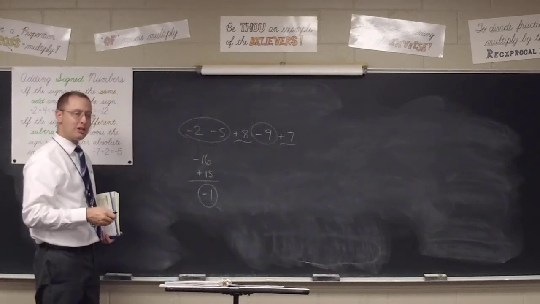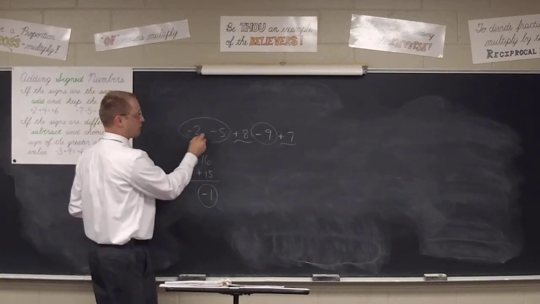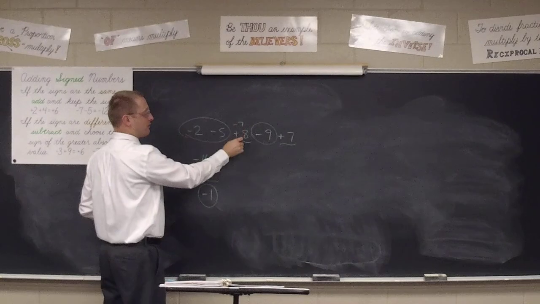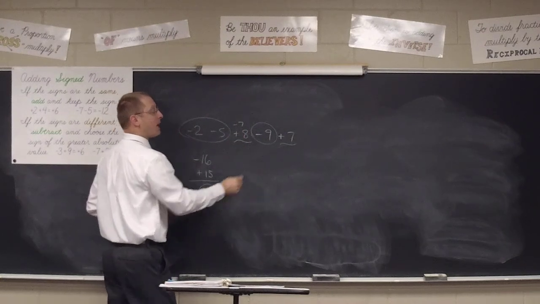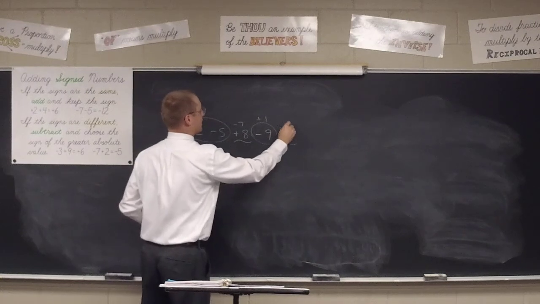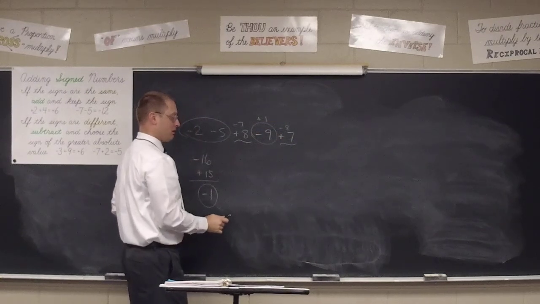Now, you say, couldn't I just go in order, Mr. Nanaski? Sure. Negative 2, negative 5, class, negative 7. Negative 7, positive 8, positive 1. Positive 1, negative 9, negative 8, keep the sign of the greater. Negative 8, positive 7. Negative 1.